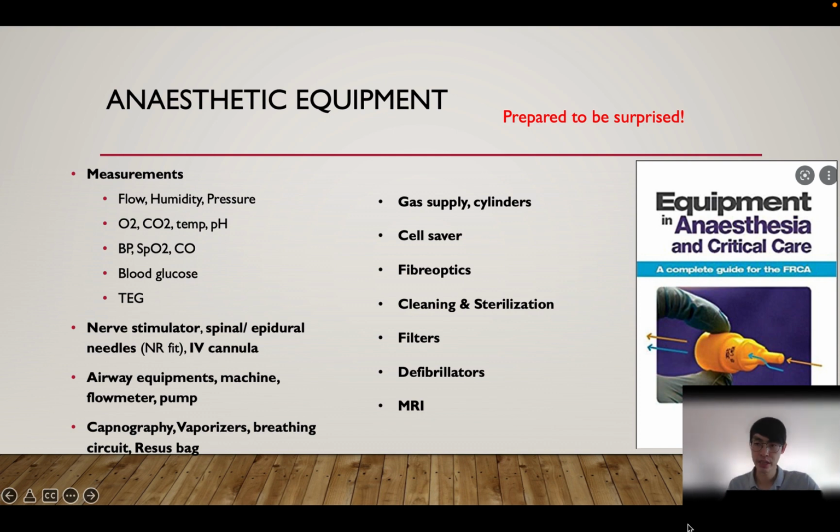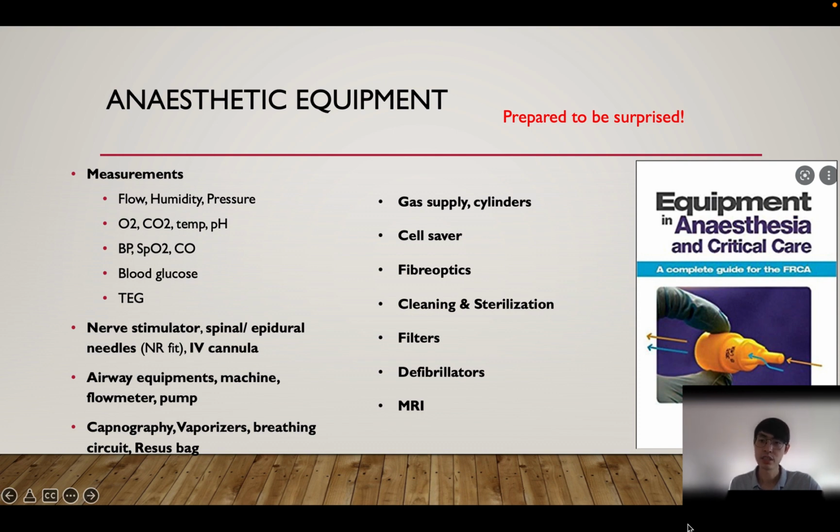Equipment is a huge topic in FRCA, and you can be asked from airway equipment to different measurements, machines, needles, and equipment that are relatively distant to us, like cylinders, MRI, fibre optic, and even clinic. It is quite often you get a surprise from an equipment station. Learn about the equipment's distinct features, principles, uses, and related hazards. Try to read as broad as you can.